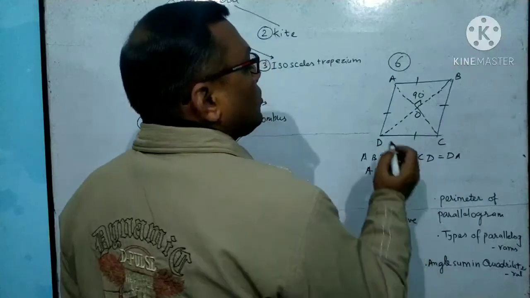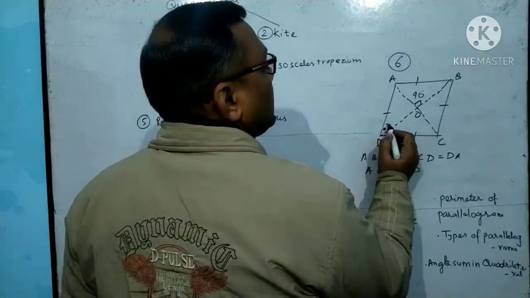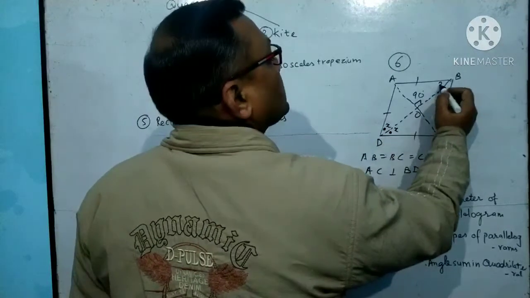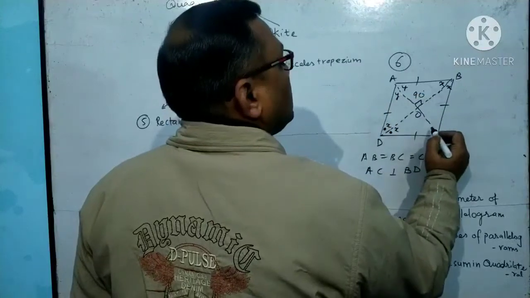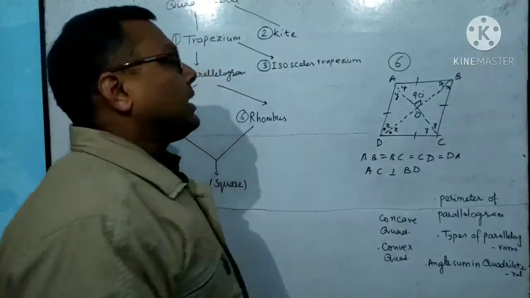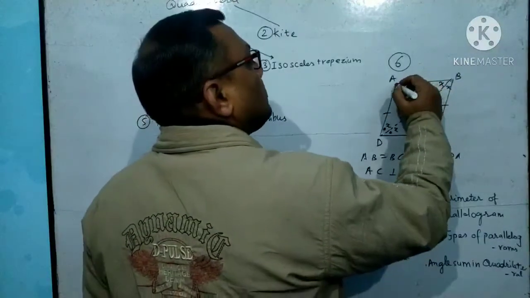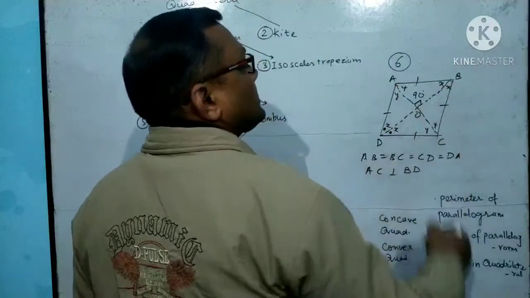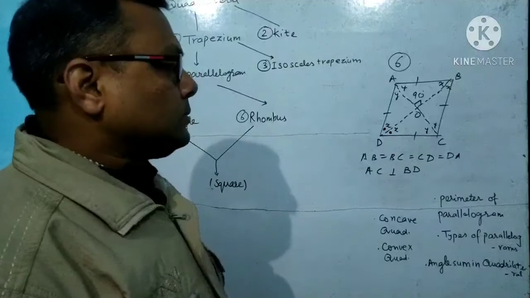And another thing to note is that these two angles are equal, like x, x, and y, y, and this is also y, y. It means the diagonals bisect the vertex angles. This is a very important thing to be noted, that the diagonals bisect vertex angles. So this is the property of a rhombus.